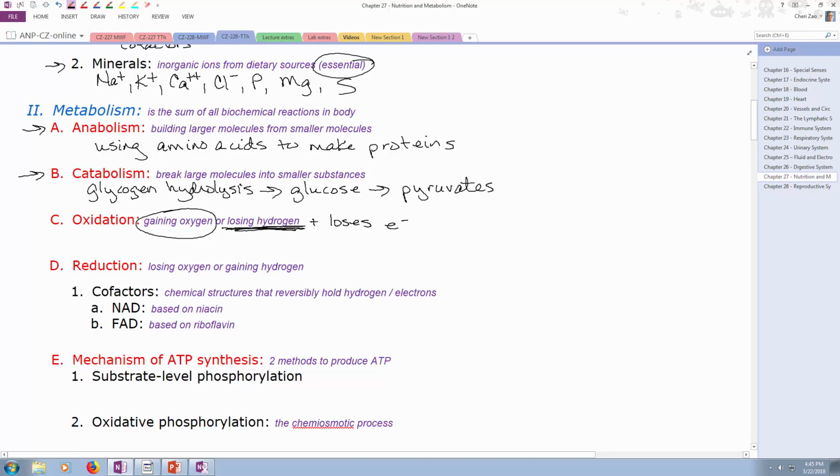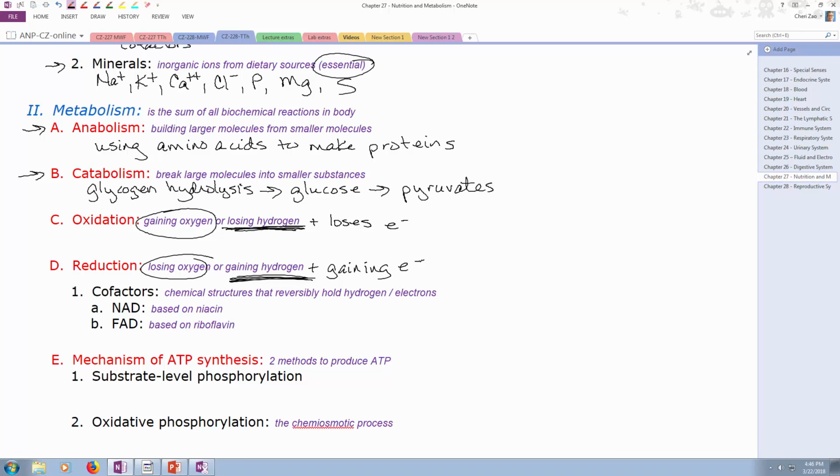That is key to everything else that we are going to be working on as we go through our cells and mitochondria and the reactions that they undergo in order to make ATP. So oxidized substances lose hydrogen and they lose electrons. Reduction is the opposite of that. If you can get one memorized, then you know what the flip side of the other one is. So reduction is losing oxygen or gaining hydrogen plus gaining electrons. That is really important because that is what oxidation and reduction reactions are all about.